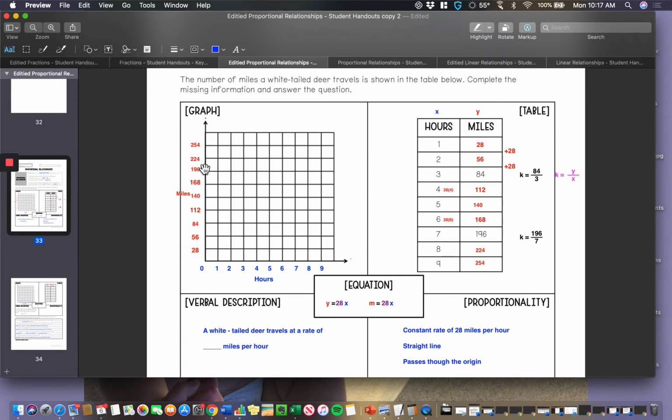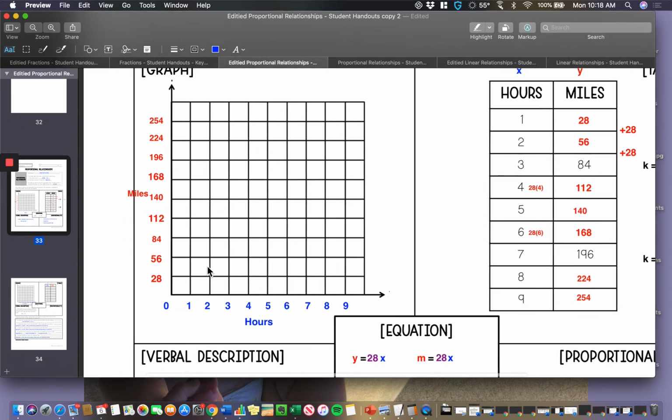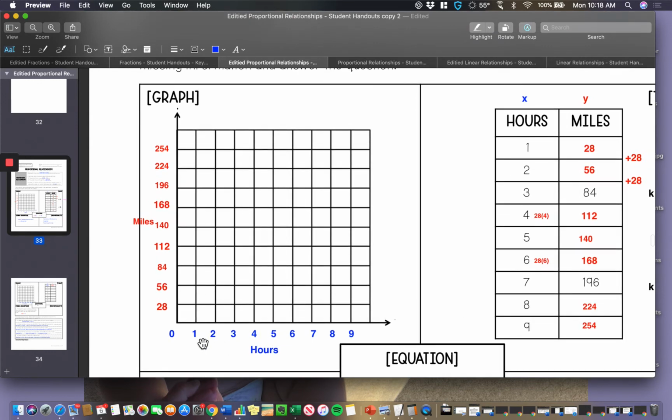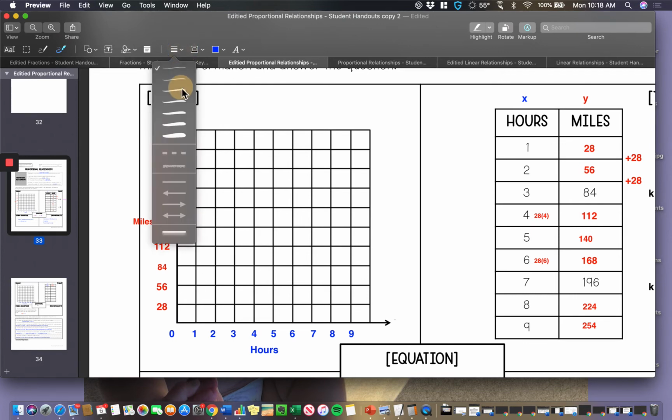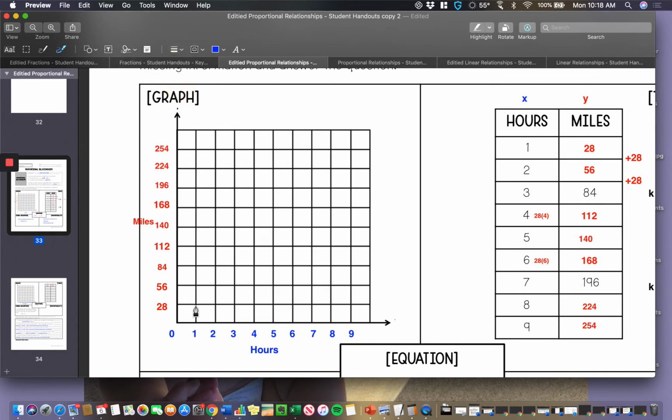Okay. Now, in order for us to tell if something is proportional from a graph, it needs to be a straight line and pass through the origin, which is right down here by 0. Okay? So what we want to do is start plotting our lines for our ordered pairs. Every hour he goes 28 miles. So I want to plot that line right here. So every 1 hour he goes 28.